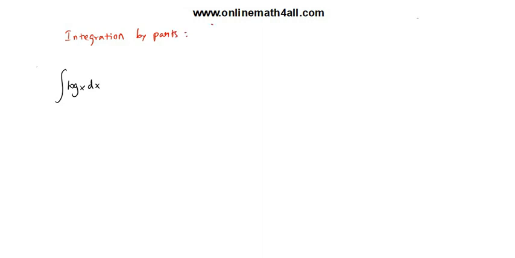So the formula is, for example, we have to consider the given integration as integral u dv. So this is equal to uv minus integral v du. Okay, so this is the formula we have for the method integration by parts.